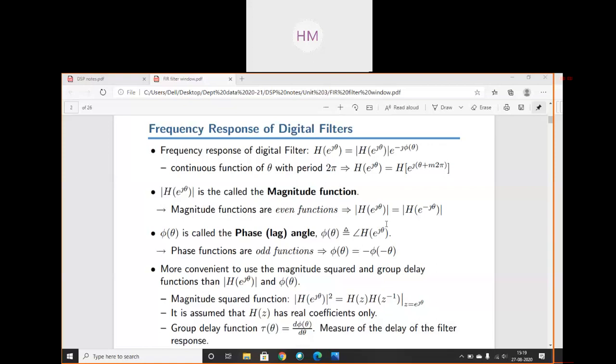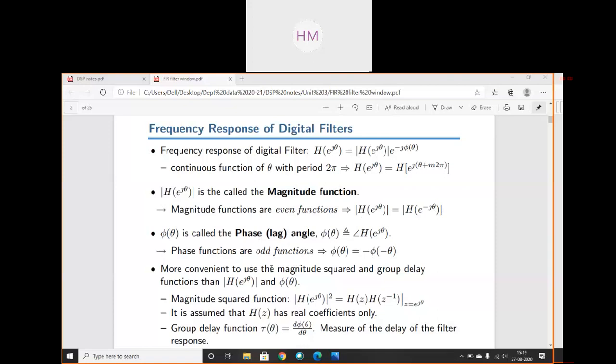Magnitude functions are even functions. See, you can write this important thing. What do you mean by frequency response of digital filter? In this equation, the magnitude function, which is an even function, you should write. The phase angle function is an odd function, that is e to the power minus j phi theta. Phi theta is my phase angle.